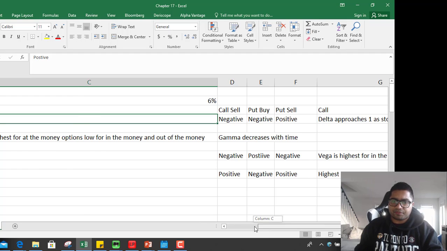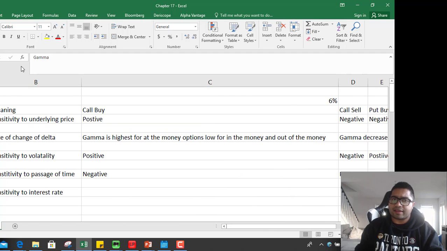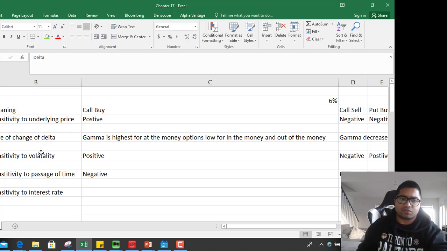Okay. Now, most portfolio managers do not adjust for gamma. They do focus on delta because delta is important. So if you're an option trader, you should focus on delta. But not many people adjust for gamma because it becomes very difficult to do that.